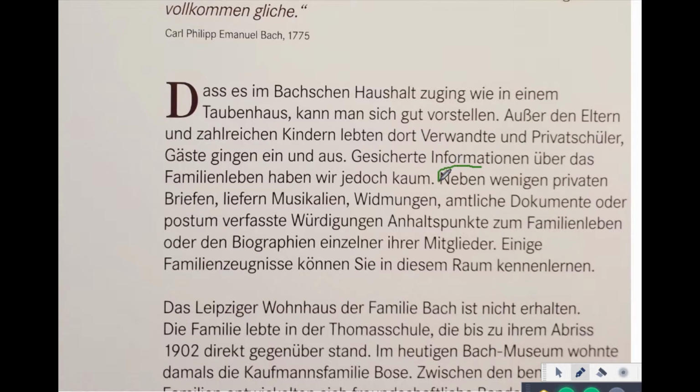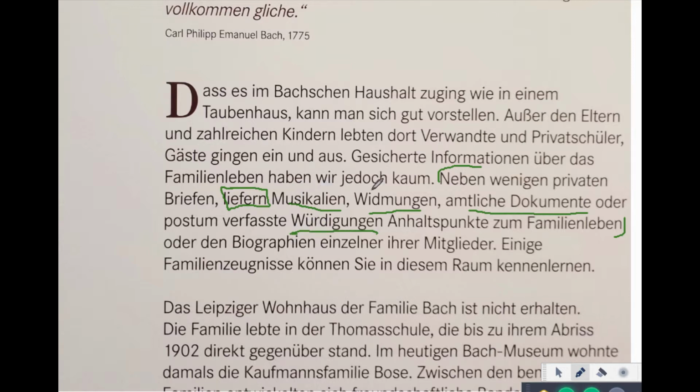So neben starts a prepositional phrase. So in addition to a few private letters, and then all the way up to here, where would be the main verb, Chad? By process of elimination, I think it's going to be liefern. Good. And how would you translate that? They supply or deliver. Good. Notice how Chad correctly provided a pronoun, which indicates that we're looking for a subject. They deliver or they supply. So what would be the subjects? Well, since you have the comma with the prepositional phrase, I'd look after. So it's Musikalien, Widmungen, Dokumente oder Würdigungen, I believe. Good. Yeah, all these things are going to supply information.